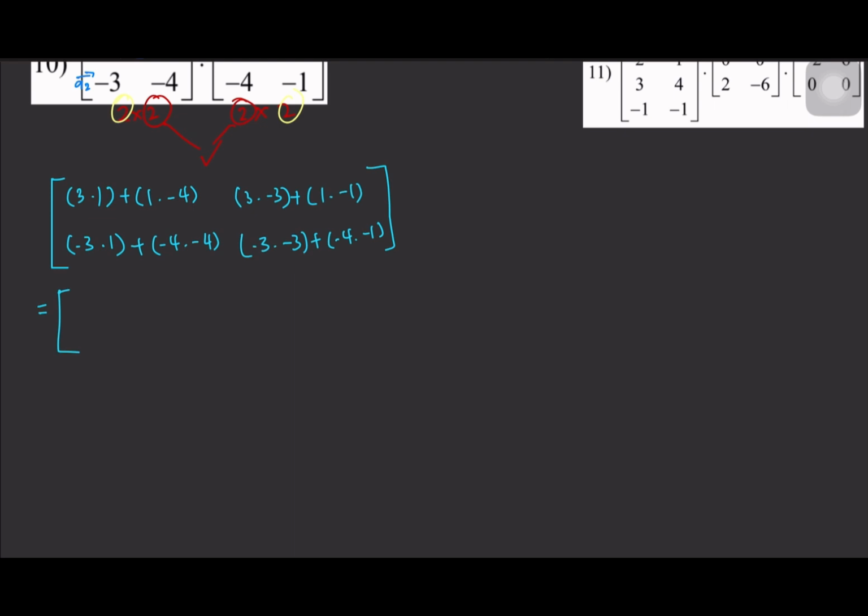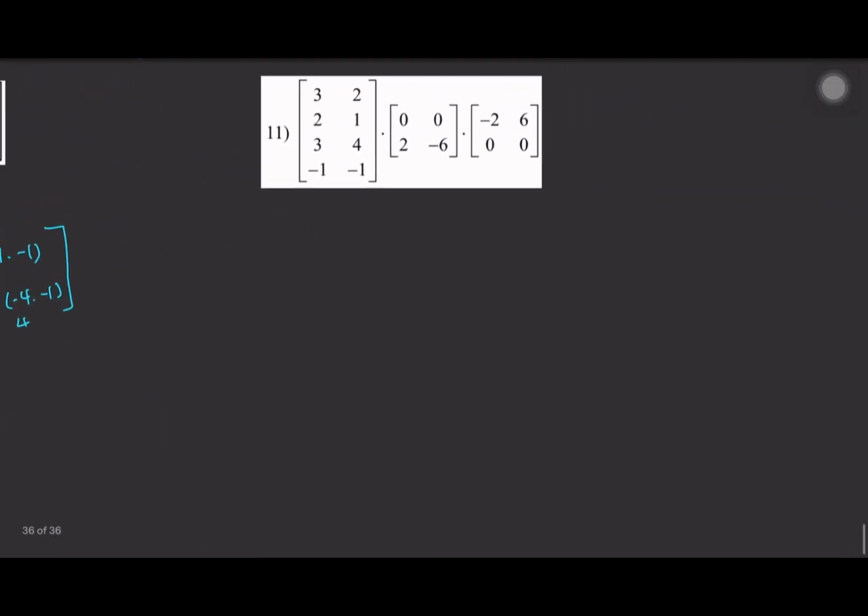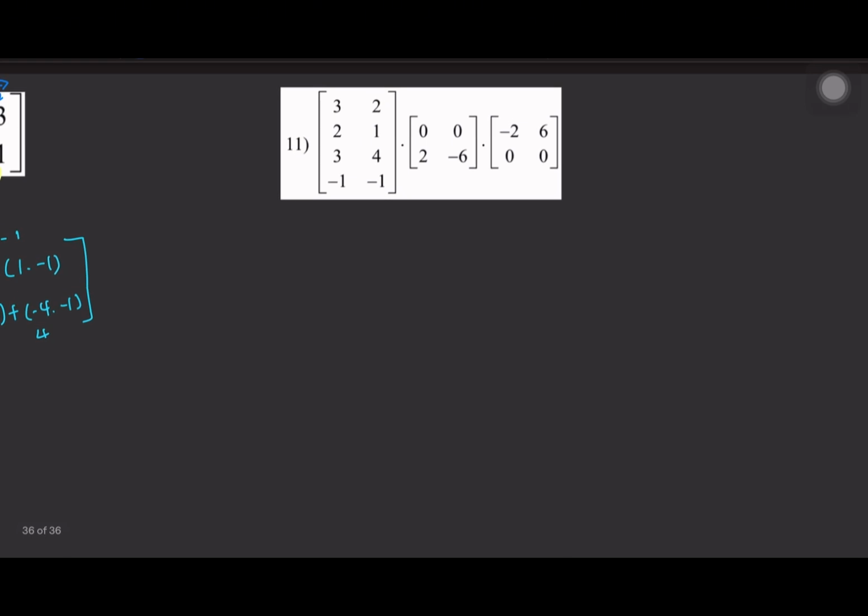So 3 plus negative 4 is negative 1. Negative 9 minus 1 is negative 10. Negative 3 plus 16 gives us 13. 9 plus 4, we get 13. And that is your final answer, ladies and gentlemen. And for the last one, I challenge you to try out this one by yourself.